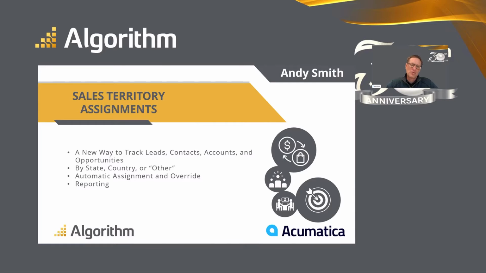In a moment, we'll dive in and look at some details, but generally, when we set up these sales territories, you can configure them to work either by state, by country, or quote unquote other, and we'll take a look at what that means in a minute. And what that triggers is the ability to either have the system automatically assign sales territories for us or to manually override that and make our own choices. And then we'll close out with a look at some of the reporting capabilities this new feature brings.